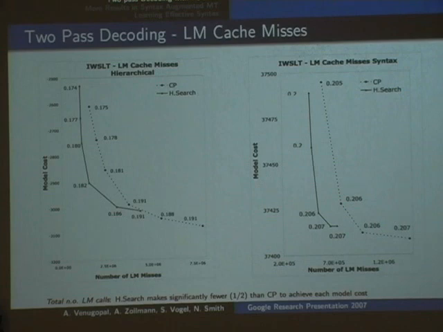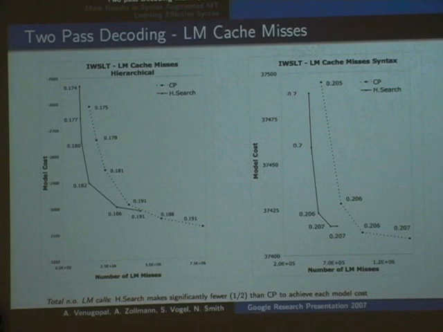And so in the hierarchical system, we see that the heuristic search, which is our two-pass approach, reaches the model costs more quickly for most of this curve than the QPruning system. And it's a similar picture for the syntax-based system. We quickly achieve the model cost.